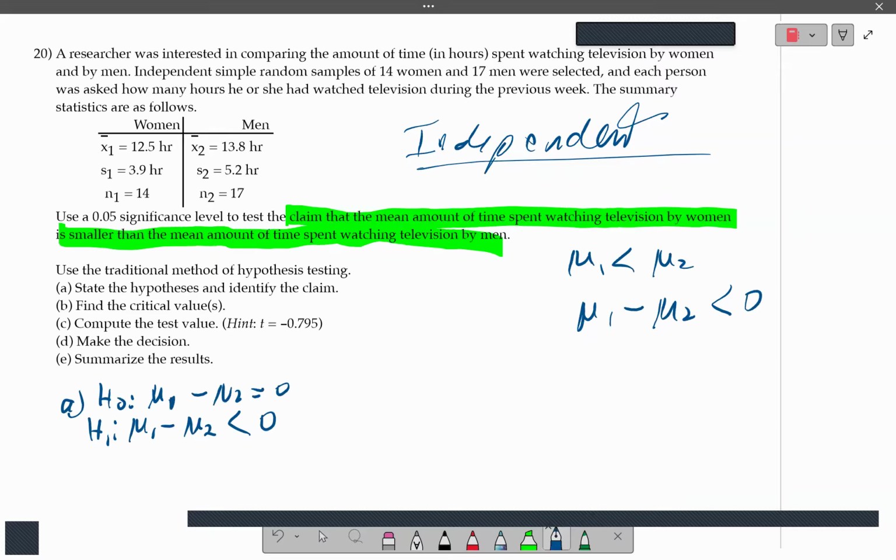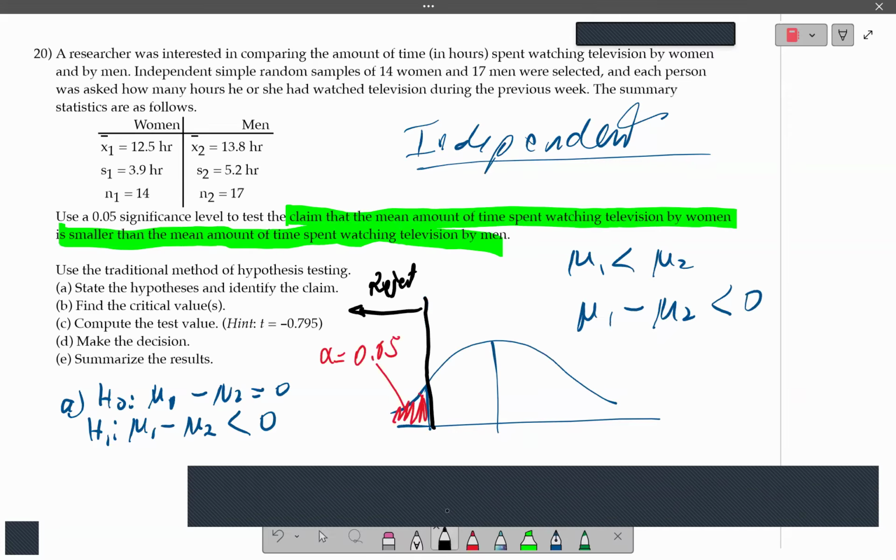So this is my hypothesis testing. Once I'm done with hypothesis testing, again, the graph doesn't hurt. So less than 0 will be the left tail. So this is my alpha, which is equal to 0.05. And this is going to be my cutoff. It's going to be reject here, and from here, do not reject.